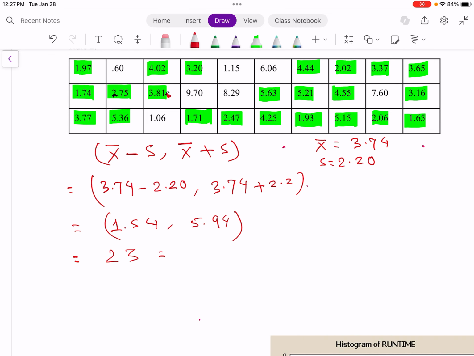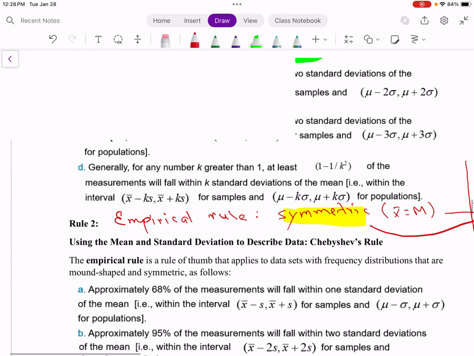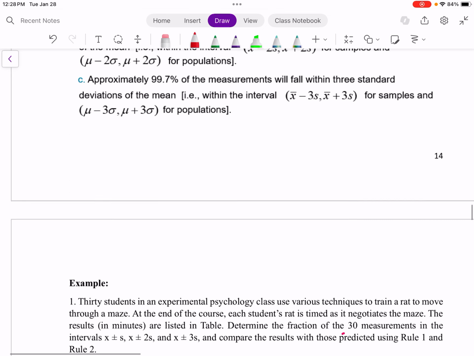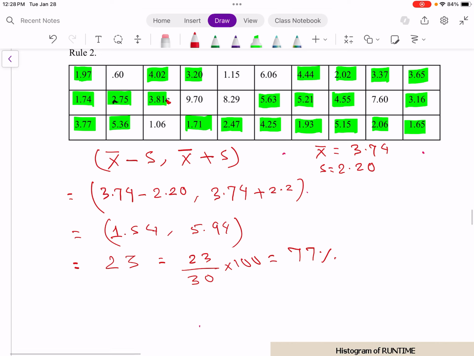How do we find that? You divide 23 by the total, which is 30, multiplied by 100, right? And you said 77%. So 77% of the measurements are in between 1.54 and 5.94. That's what we can tell here. But what Chebyshev's rule tells us is that very few measurements will fall within one standard deviation. But this is not very few. We have more than 50% of measurements within one standard deviation.